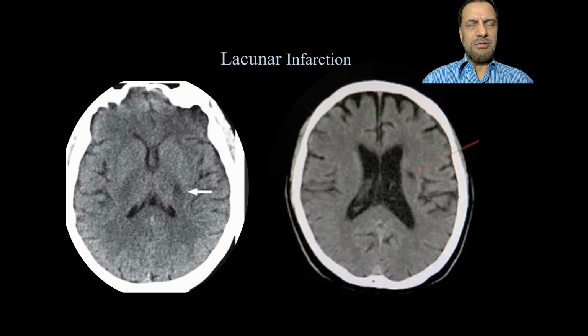Lacunar infarctions, most of the time we see in the MRI. We don't depend on CT scan, but on CT scan it will look like this, low density area spots. Most of the time they don't come with these presentations, but when you do a CT scan for other problems, then you detect these things.